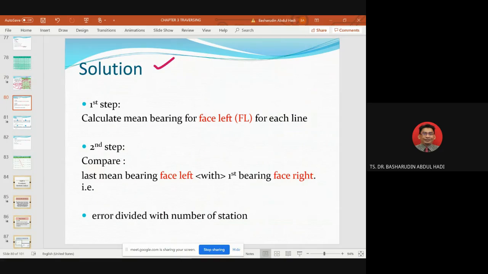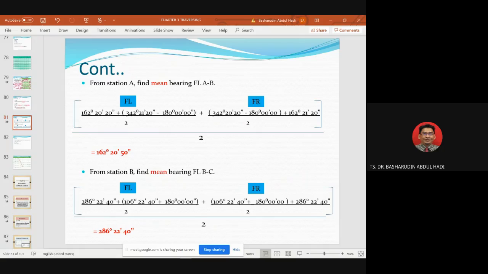So first, calculate the mean bearing for face left for each line. Second, compare the last mean bearing face left with the first bearing face right. For example, the error is divided by the number of sections. So that is how we calculate from station A, find the mean bearing, A to B for face left.